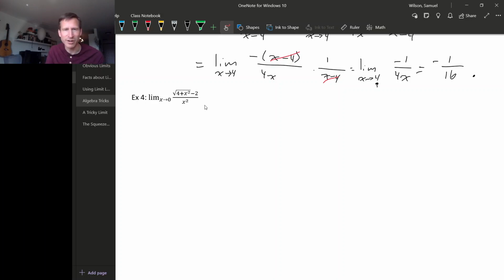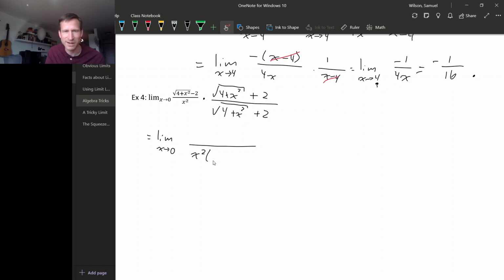Because of the square root here, it seems like we should probably use our conjugate trick, so let's multiply by square root of 4 plus x squared, and then instead of a minus, we're going to have a plus 2, and then we need to do that in the denominator as well. Square root of 4 plus x squared plus 2. So we get the limit as x goes to 0 of, now the denominator, let's not multiply it out. Let's leave it as x squared times the square root of 4 plus x squared plus 2.